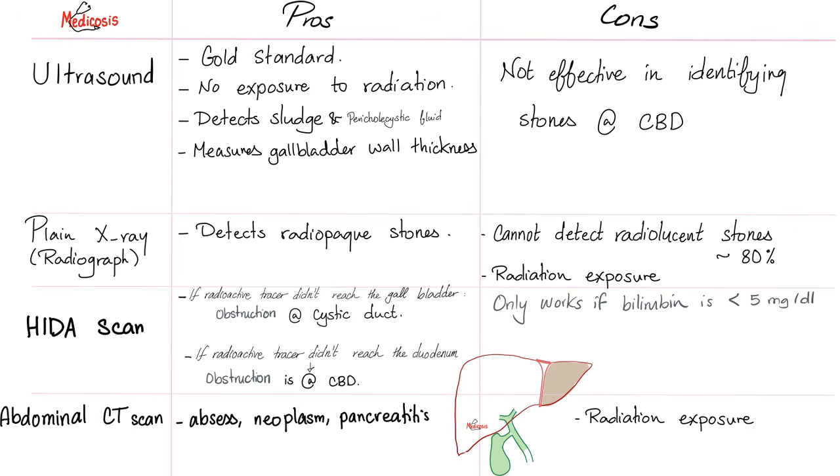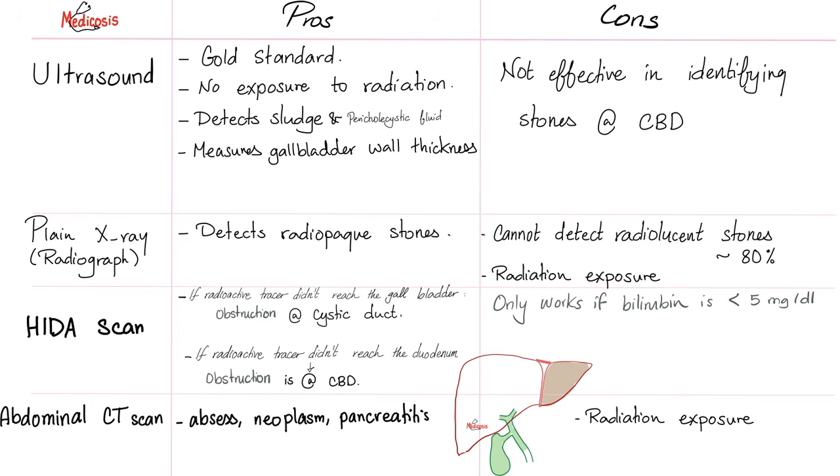Ultrasound gives you no exposure to radiation. It detects sludge and pericholecystic fluid. It can actually measure the gallbladder wall thickness. Let's talk about X-ray. Pros, it can detect radiopaque stones. Cons, most of the stones are radiolucent, not radiopaque. 80% are radiolucent, invisible on X-ray. Also with X-ray, there is some radiation exposure.